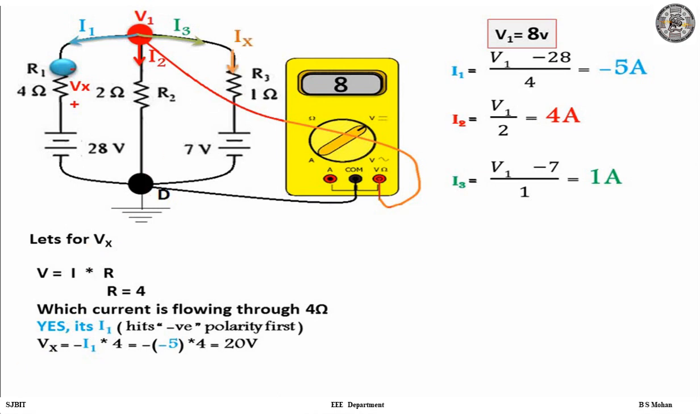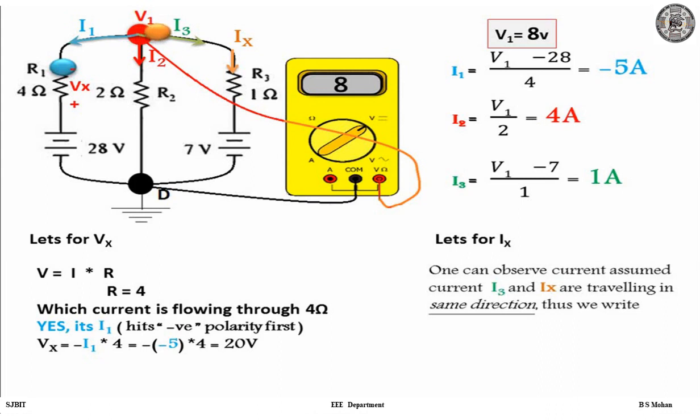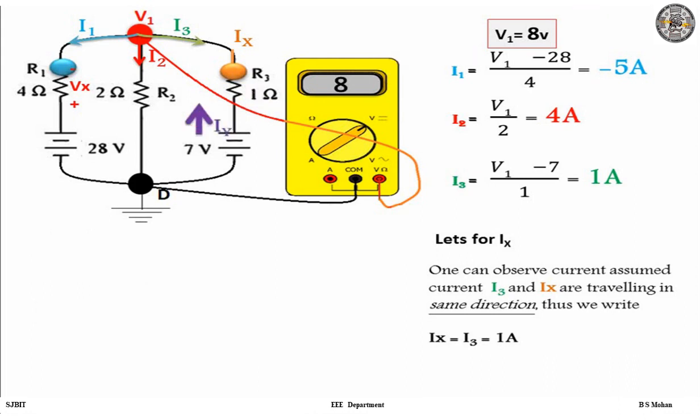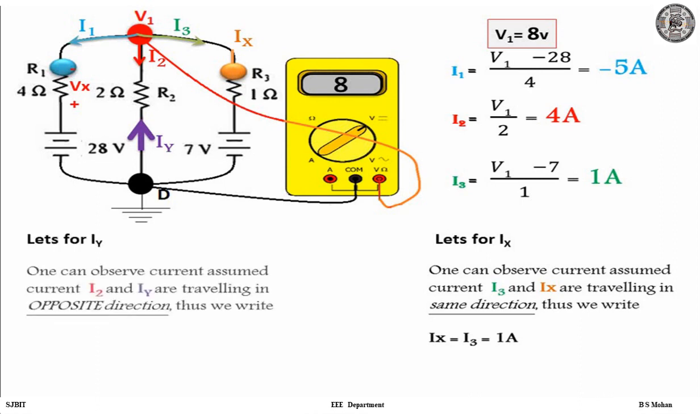Next, let's find Ix. One can observe the currents I3 and Ix are both flowing in the same direction. Thus we write the equation as Ix is equal to I3, that is equal to 1 ampere. Now let us say that the question is asked to find Iy. You can observe in the second branch the current I2 is flowing downwards, but Iy is flowing upwards. So these two are in opposite directions. Thus Iy is minus of I2, which is minus 4 ampere.